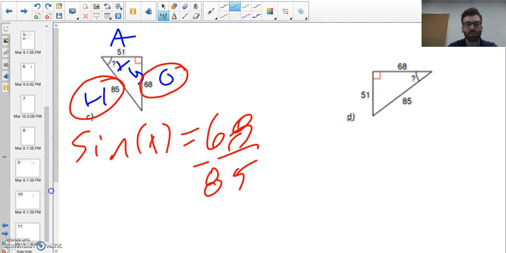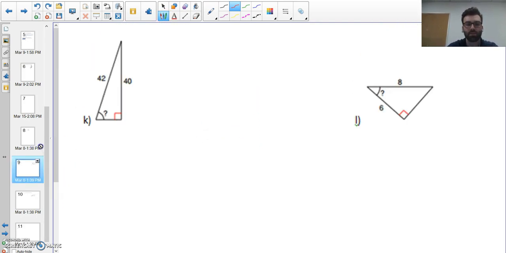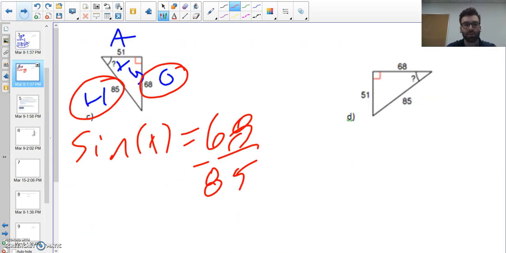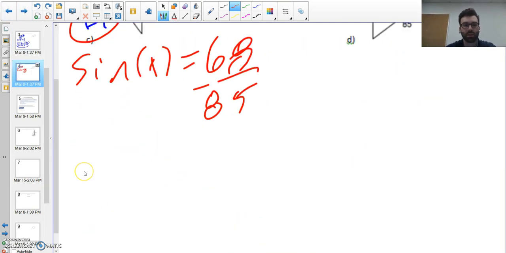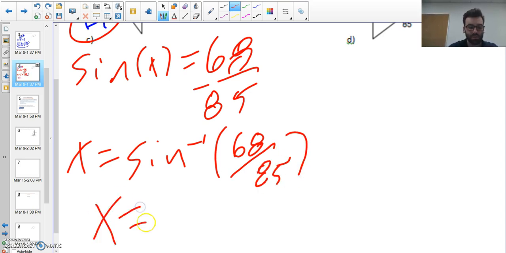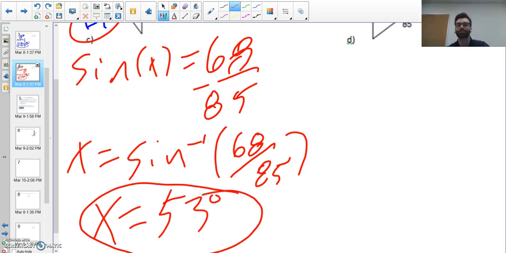85. So what does x equal? Okay, let's just settle down. Here we go. So x equals sine inverse of 68 over 85. And you should get about, you try it, pause the video. I hope you pause at 53 degrees. All right. That's all the missing angle is, using the inverse. And we're going to continue to practice that.